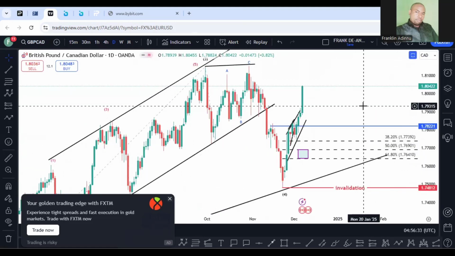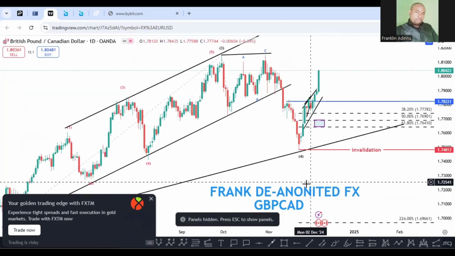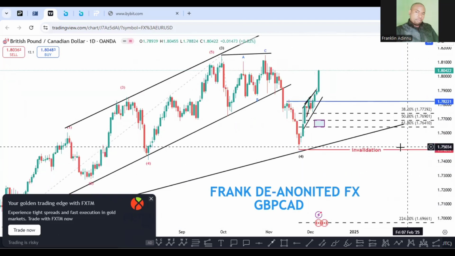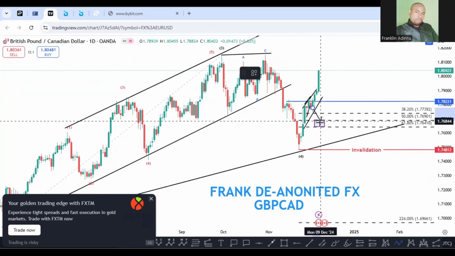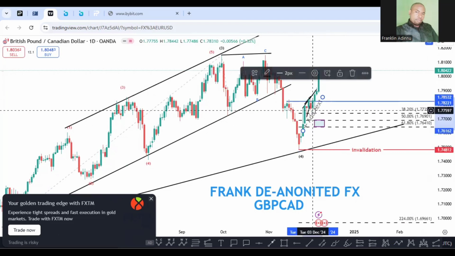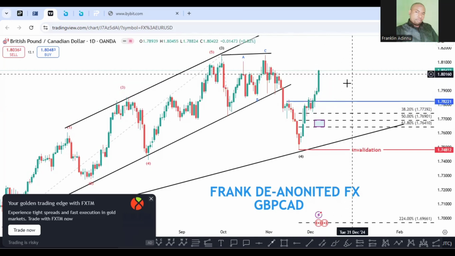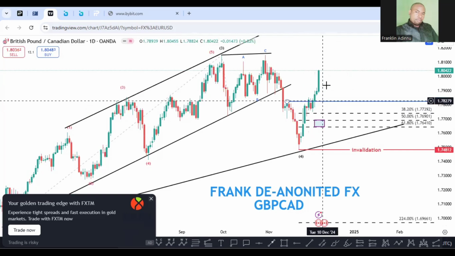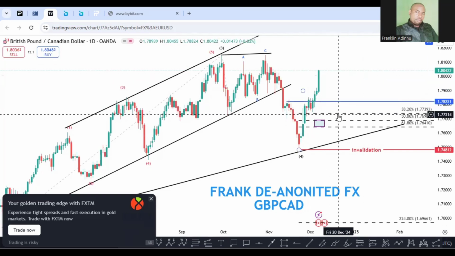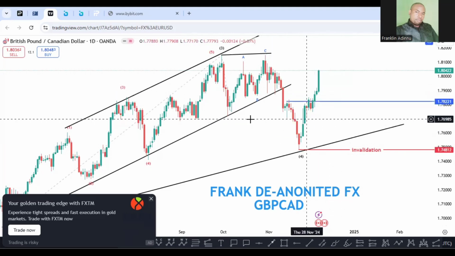This Canada, Great Britain, Canada. This pair is just something else. I expected it to come down to here so I can enter and then buy, but it just continued to fly up. I don't understand the Canada pair. Just keep flying. I expected a correction, and they did a running flat correction here, and then started flying. So it didn't come the way I anticipated. I didn't find a space to enter.